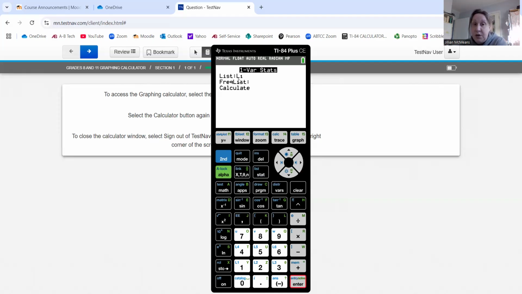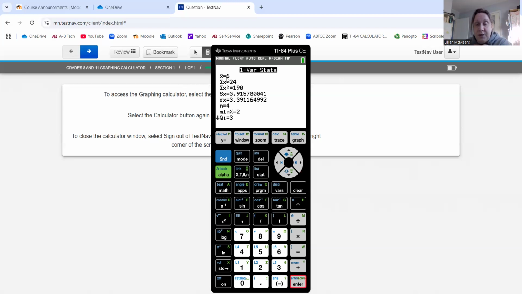If you see this screen, L1 is where I put my data set. If yours says anything other than L1, like L2, and you put your data set in L2, you need to change this to say L2, okay? But for now, my data is in L1. I'm going to keep it in L1. So I hit enter until I get down here to calculate, and then I hit enter again, and it's going to pop out some information for me, okay?